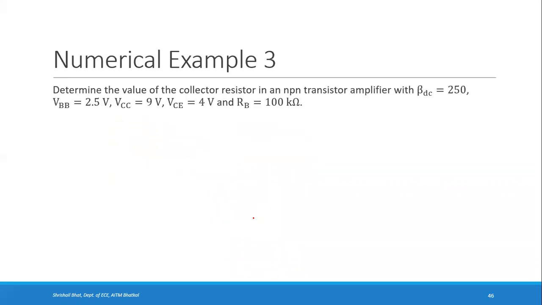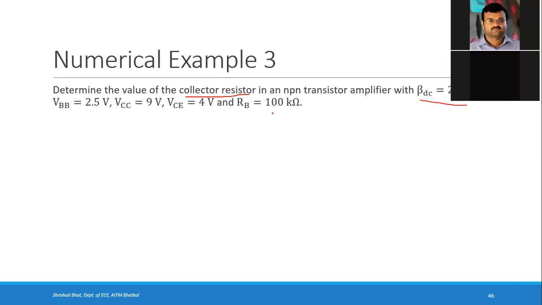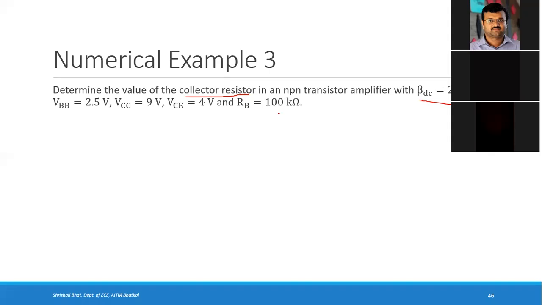Next example, again you are asked in a case of an amplifier, determine the value of collector resistor in an NPN transistor amplifier with beta DC equal to 250, VBB equal to 2.5 volts, VCC is 9 volts, VCE is 4 volts, RB is 100 kilo ohms.